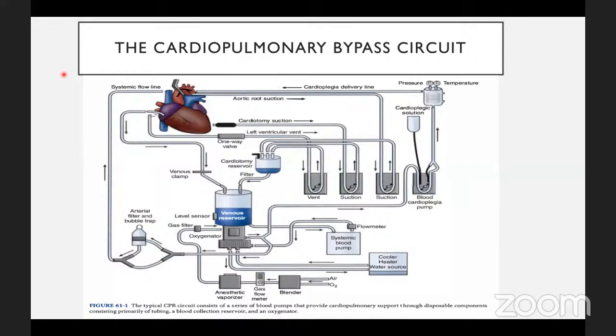So that's ultrafiltration. There's a lot of mystery surrounding ultrafiltration, so I just wanted to break that.